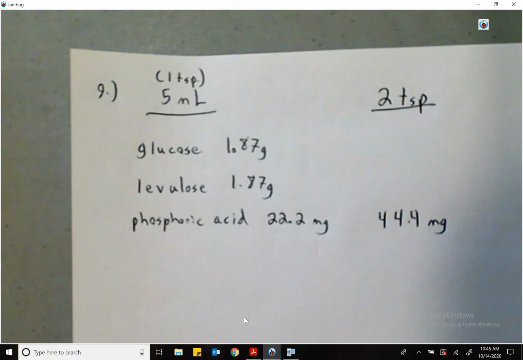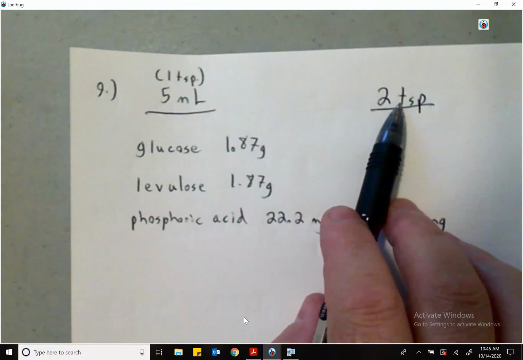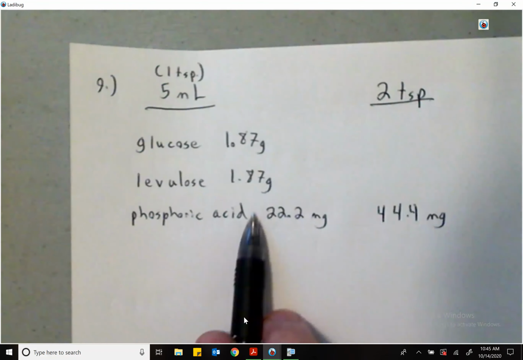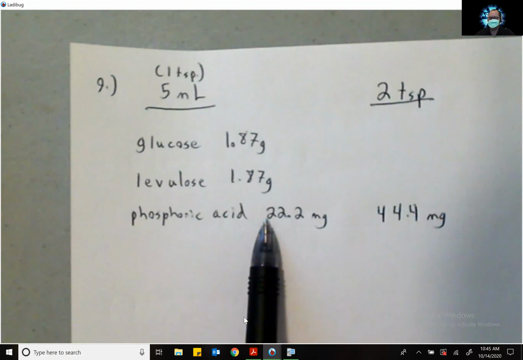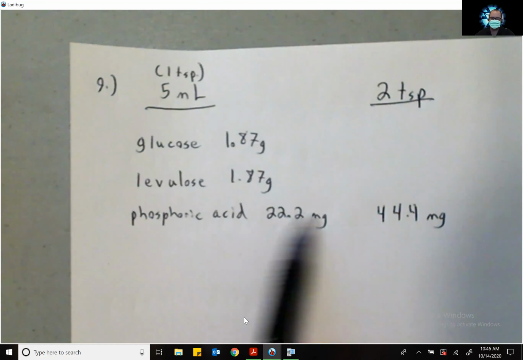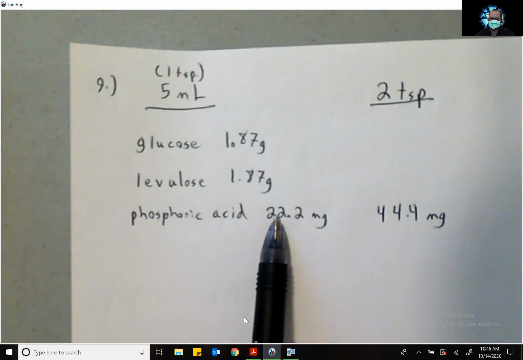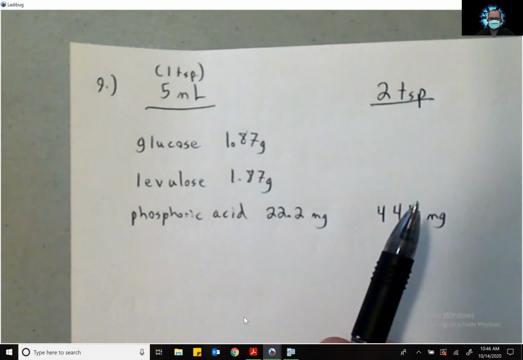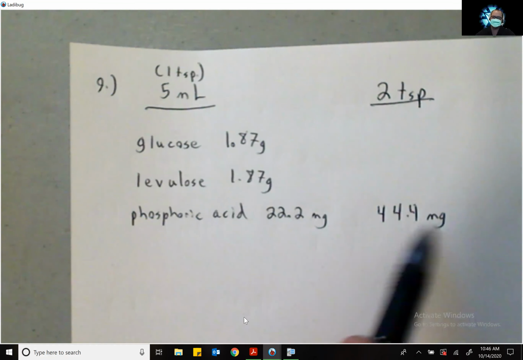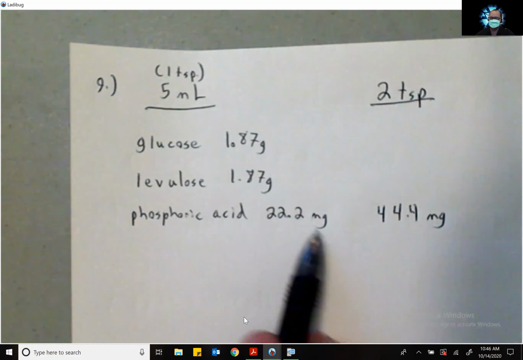Just multiplied by 2 because we're going from 1 teaspoon to 2. That's right. We're just doubling it. Another way to think about it: you take 1 teaspoon and then you take another. So it's just like adding the ingredients together. 22.2 plus 22.2 is 44.4. Or in other words, just like what Abigail said, multiply it by 2.